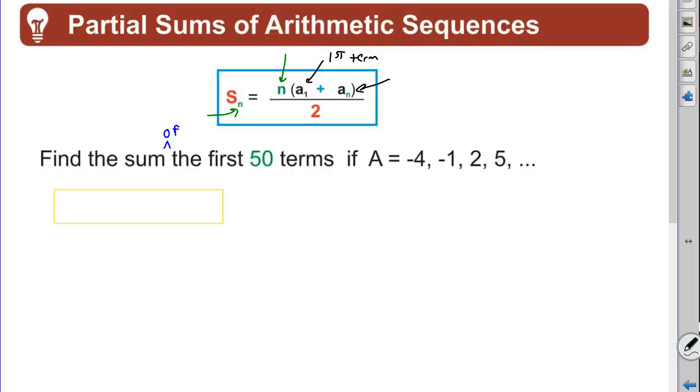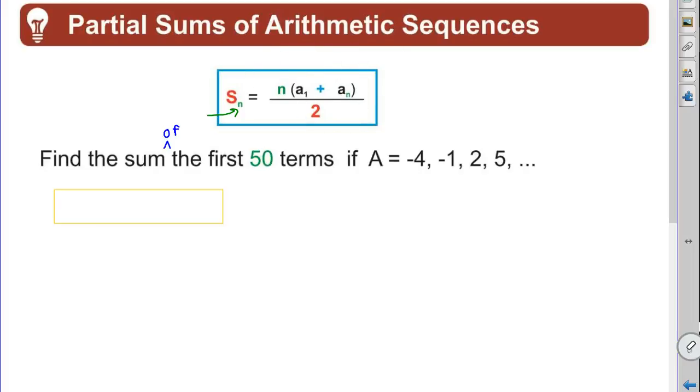This is going to sum the first 10 terms, the first 40 terms, the first 80 terms, the first 2,000 terms. However many you need, it'll sum them all up. The formula will take care of that for you. Okay? So all we've got to do then is be able to sub into the formula.